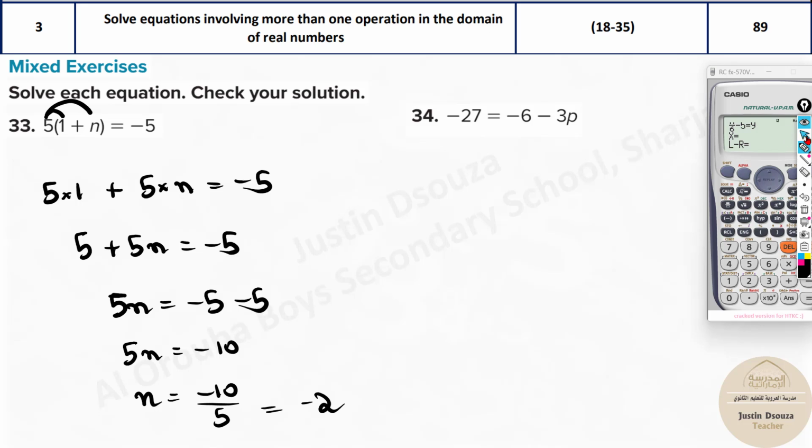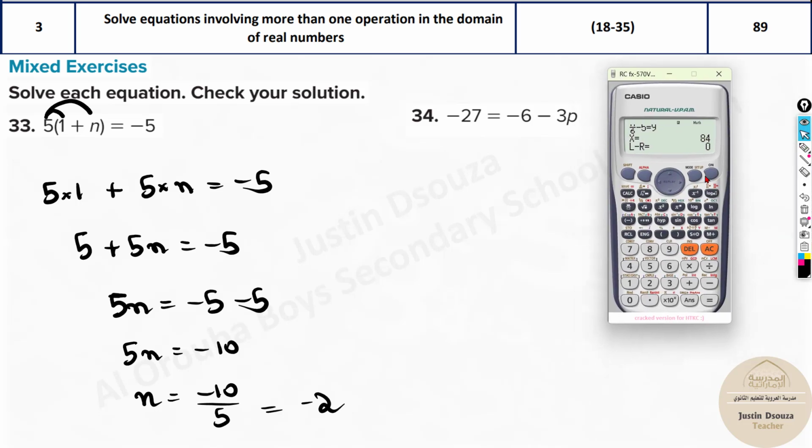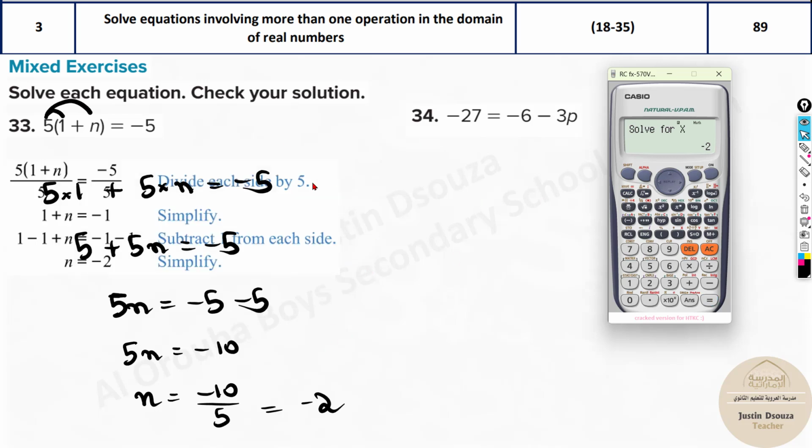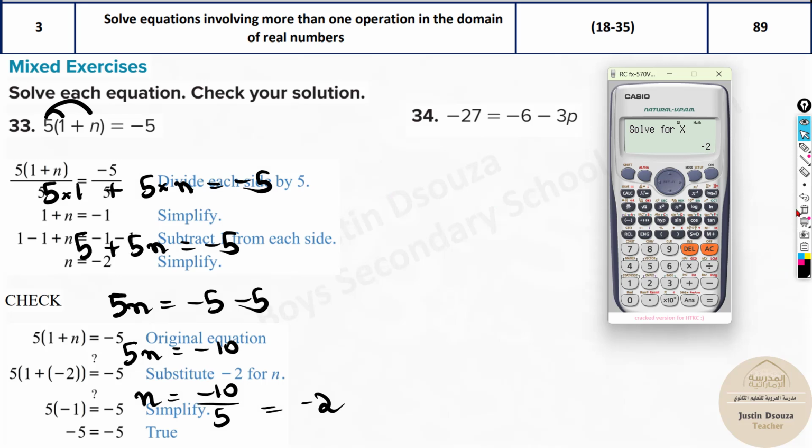Or you can put this in the calculator. If you're doing it in the calculator, please be careful with the brackets. Phi multiplied, type it as it is, multiplied by 1 plus n, where n is alpha x basically. Any variable is alpha x. That is equal to negative phi. Shift and solve, and the answer is negative 2. That's how we get it. That is the n value. You can see these are the steps.